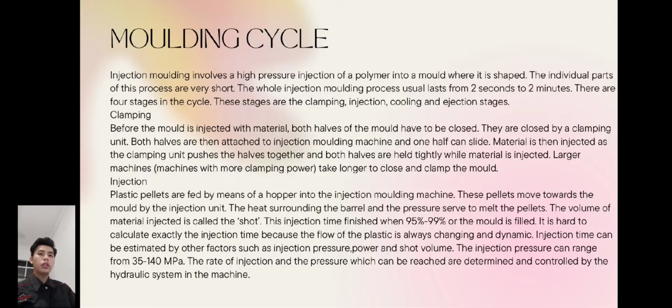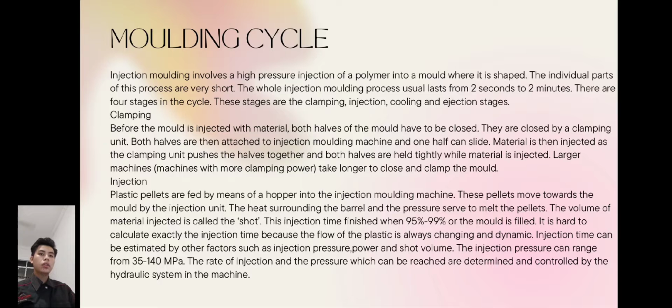The pellets move toward the mold by the injection unit. The heat surrounding the barrel and the pressure serve to melt the pellets. The volume of material injected is called the shot. The injection time is finished when 95% to 99% of the mold is filled.